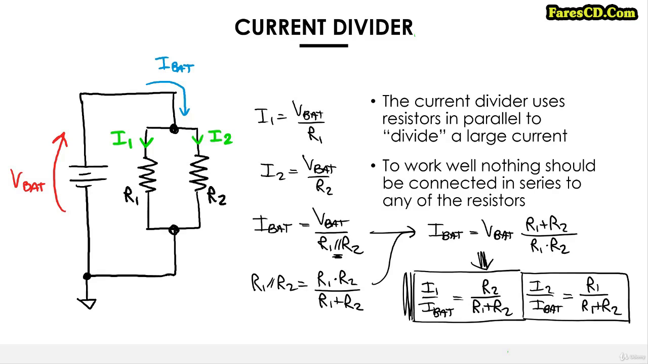Current dividers work well when their different branches are truly in parallel with each other. If you were to connect anything in series to any of the resistors, like this little box in series to R2, the equations of the current divider that we have just calculated won't be mathematically correct anymore. But it will still be okay as long as the voltage drop across this new element is much smaller than VBAT.